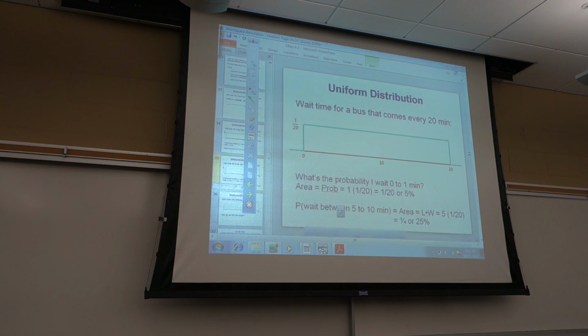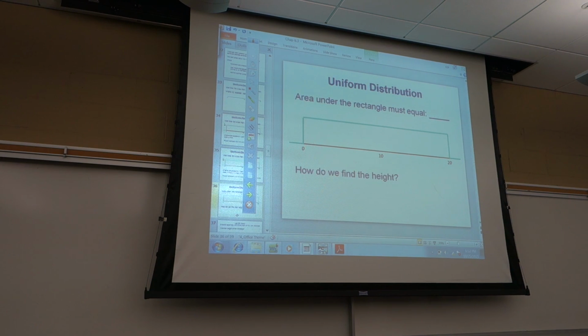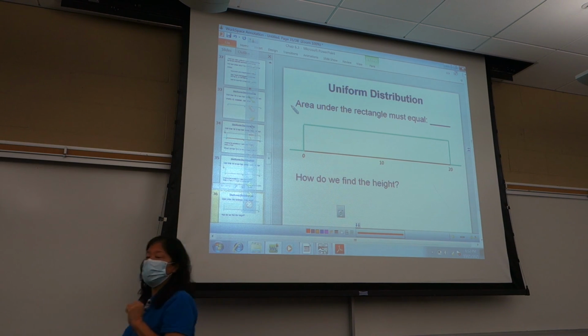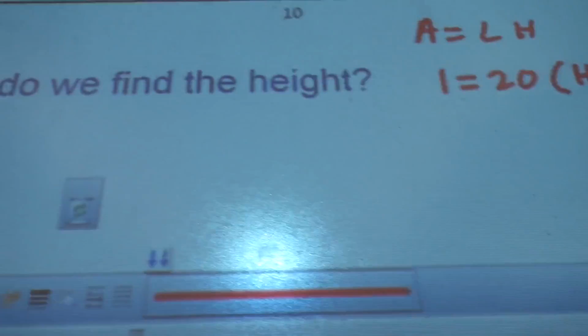Now the question comes, on the exam, it's going to be a little bit harder. You're going to have to figure out some things on your own. You're going to figure out the height on your own. So first of all, what is the total area under the rectangle? What does it have to equal? 1 or 100%, right? So how do you find the height? If the area is equal to 1, remember area is equal to your length times your height. What's my length here? 20. From 0 to 20 is 20. So 1 equals my 20, my length, times my height. What multiplied by 20 gives me 1? 1 over 20. 1 over 20.